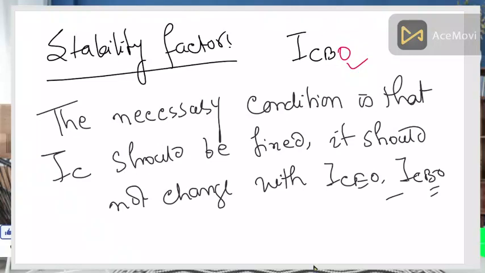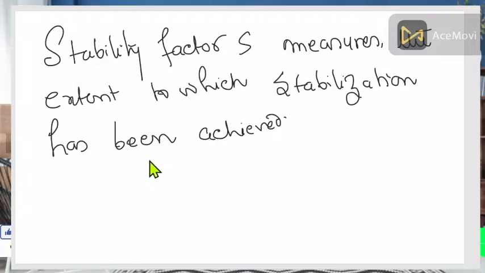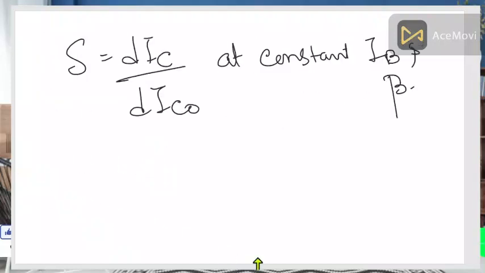This is the significance. Basically, the stability factor is defined as the ratio of the change in the collector current to the change in the reverse saturation current, ICO, at constant base current and at constant beta. So the stability factor S measures the extent to which the stabilization has been achieved. Now let us see in detail what more this stability factor is going to provide you. So this is the definition.